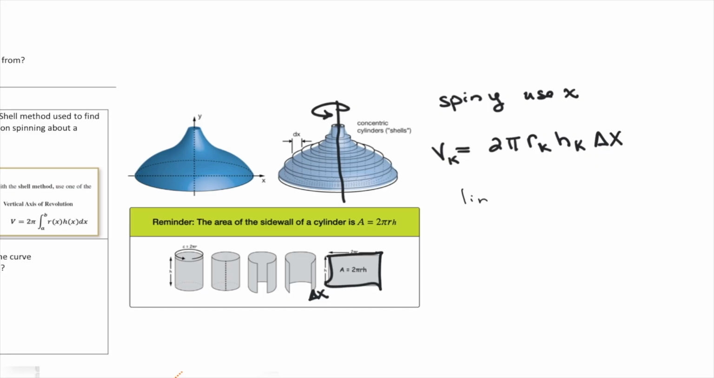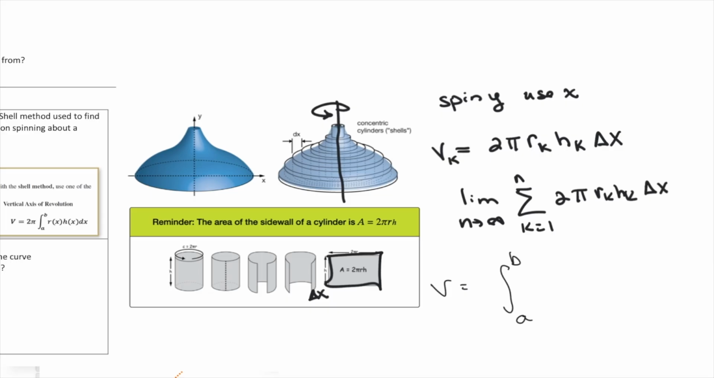Again, if we take the limit as n goes to infinity for the sum, k equals 1 to n of your area, which is your 2 pi r_k h_k, multiplied by the thickness of each shell, then we will have an integral that will represent volume. And this integral is being spun from x equals a to x equals b. Here's your 2 pi. R is a function of x. H is a function of x, and dx.